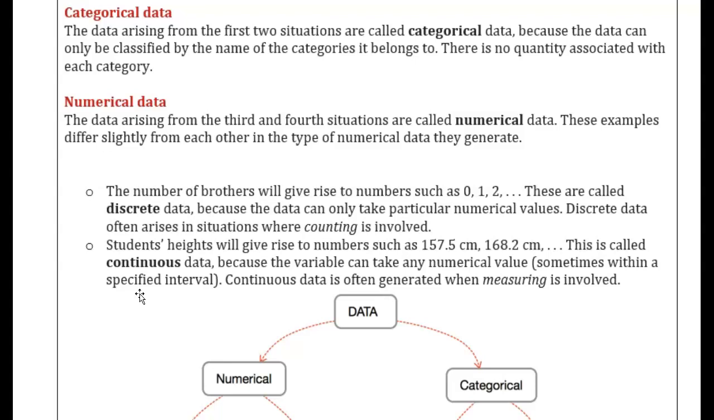So any data that can be measured, so height can be measured in centimeters, weight can be measured in kilograms or grams. You can measure time in seconds, or you can count numerical data. So how many people in the class wear sunglasses, wear glasses, how many people have a sister at home, or how many people have a dog, okay, those sorts of things.